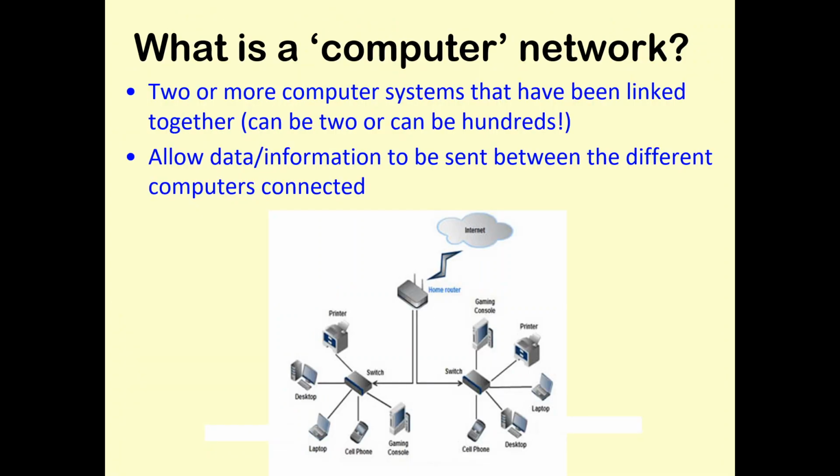Okay, so to start off with, think about what is a computer network. A computer network is two or more computer systems that have been linked together. It could be two or it could be hundreds. And it allows data and information to be sent between the different computer systems that are connected. Okay, that is a computer network.